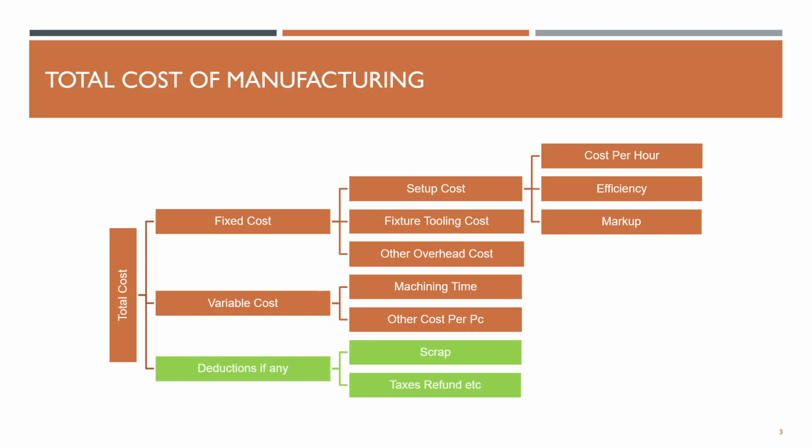Now this is just a graphical view of how the total cost of the component comes together. You have fixed costs. This fixed cost is nothing but the cost of the setup. If you are going to use any fixtures, then fixturing cost is one of the costs. Then there are any other overheads, like if you have to do some engineering work, which will be a one-time cost, but it will have to be considered by you.